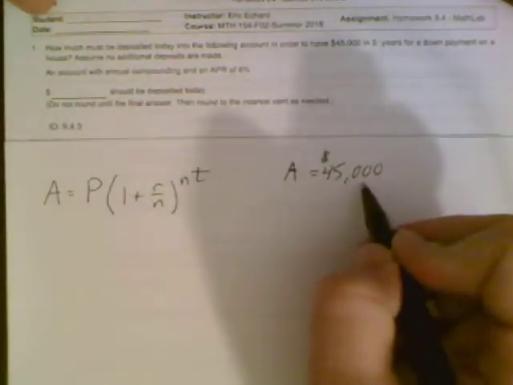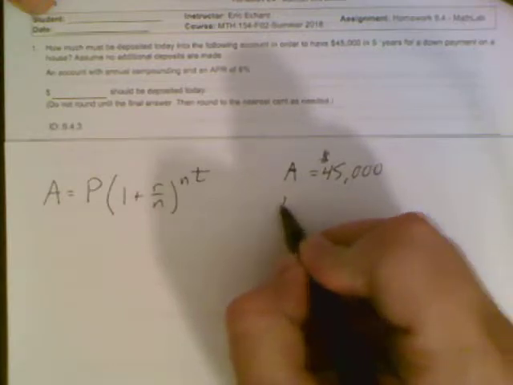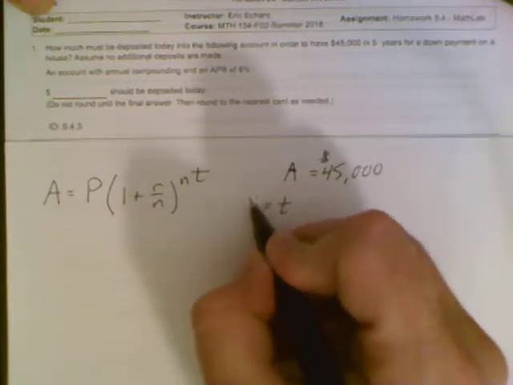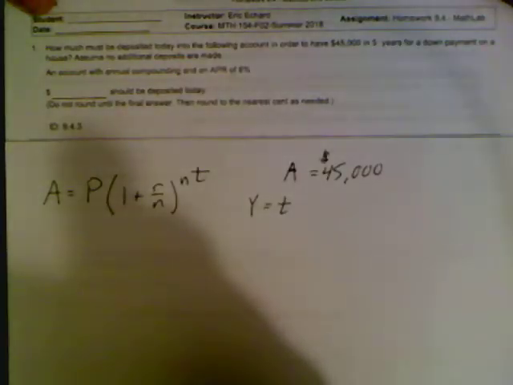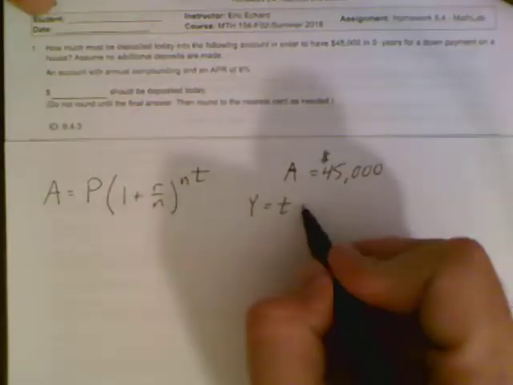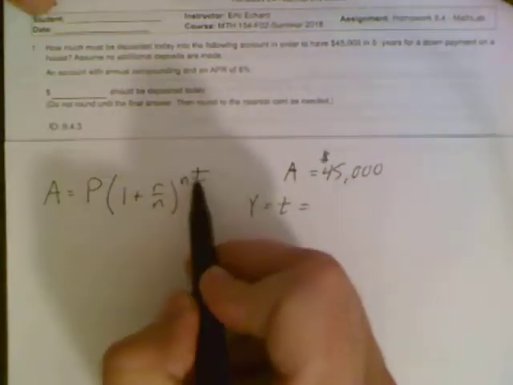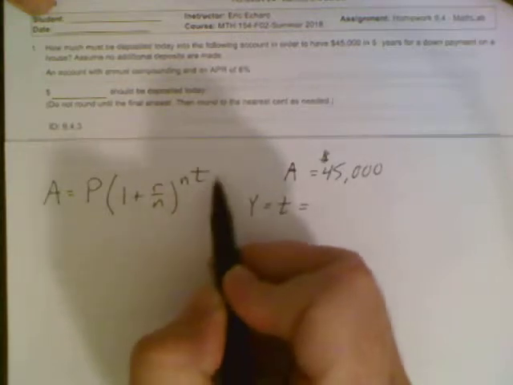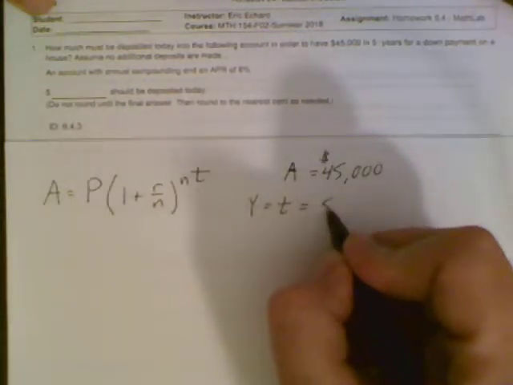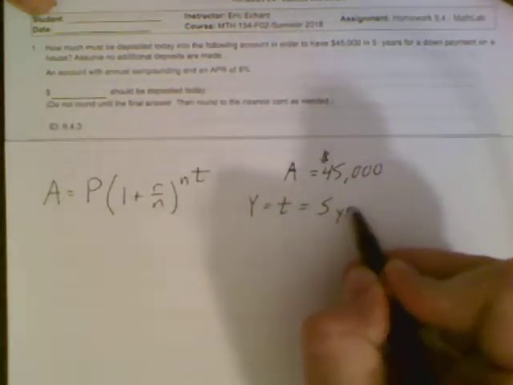So A is 45,000. Our value of T, which in your MyMathLab will set the formula as Y, not T. But either way, they're the same thing. And again, that's the only thing that would be changing, is that T would be changing to a Y. Well, T, in this case, is 5 years.